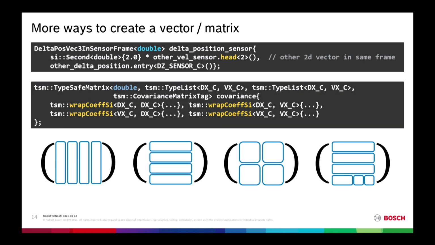Then there are also more complex operations that you can do. You can construct a matrix from 4 columns or n columns, from n rows, from 4 smaller blocks, or from 3 rows and 3 small blocks in the last row.